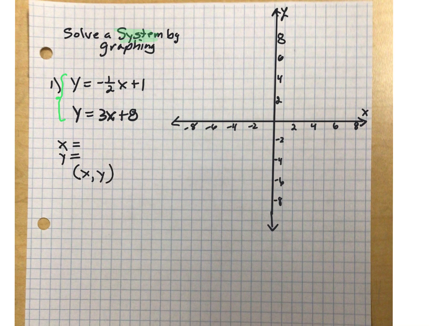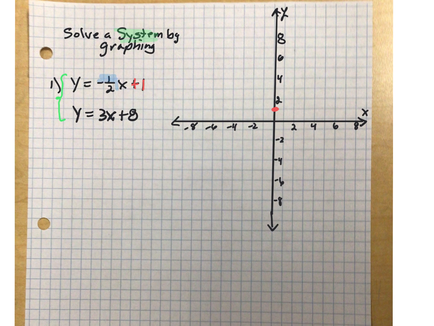So to find the solution, meaning the x and y values that will make both equations true, we're going to graph each line and see where they intersect. You should already know how to graph lines that are in y equals mx plus b form. Remember, you want to start with the y-intercept of 1, and that goes on the y-axis. And then you're going to use the slope.